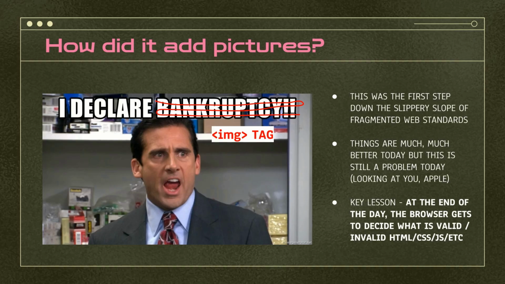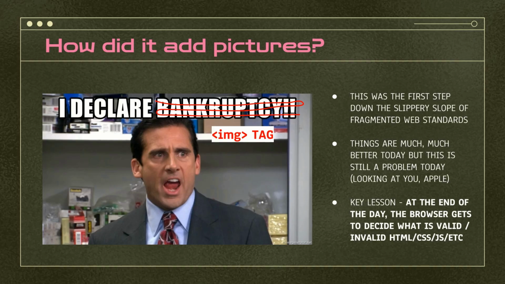And there wasn't any standards body that they could go to at this time and say, please add the image tag to HTML. That didn't really exist yet. So they just decided that if you sent back HTML with an image tag, then they would render it. So it doesn't seem that unreasonable at the time. But in hindsight, we know that this was the first step down this really slippery slope of fragmented web standards, where every browser is just adding in whatever feature they think makes sense. And that makes it very difficult for a developer to make software that works on all of these different browsers. Now, things are much better today, but it is still a problem.